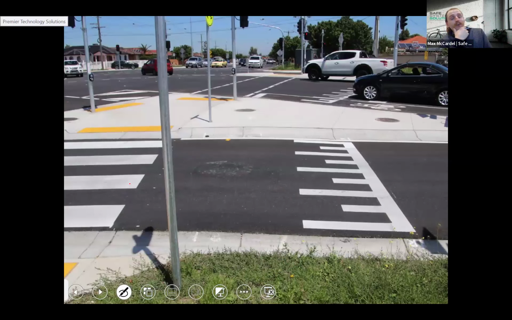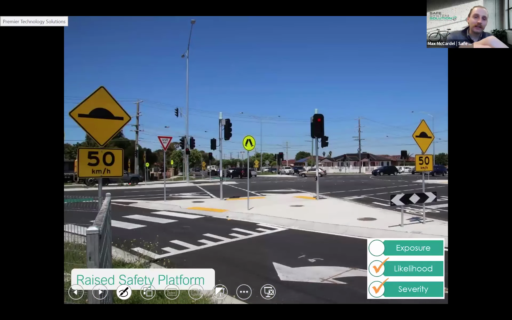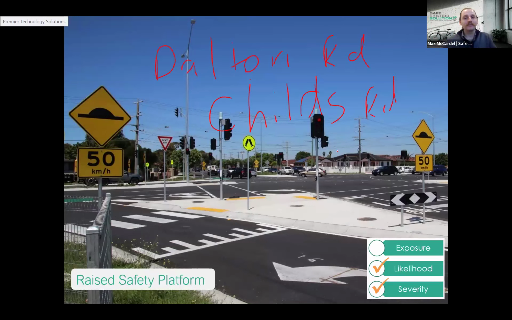We also have examples of raised safety platforms on larger roads. This one is Dalton Road. Can't remember the name of the intersection road. It could be Childs Road. Is there a sign on this photo? No, there isn't a sign.